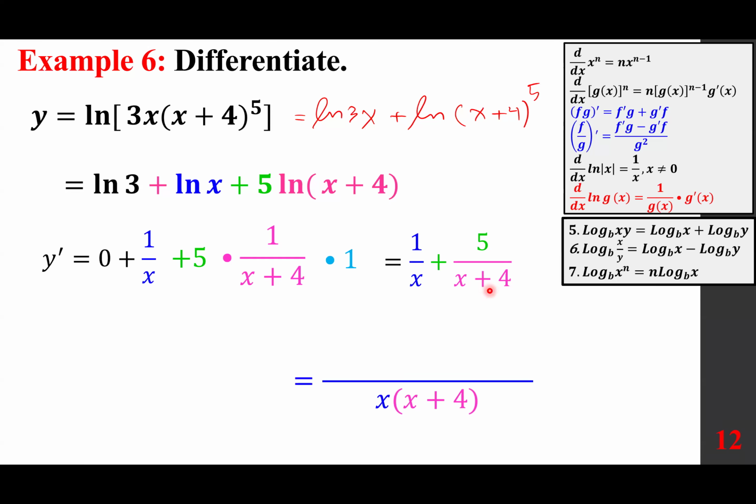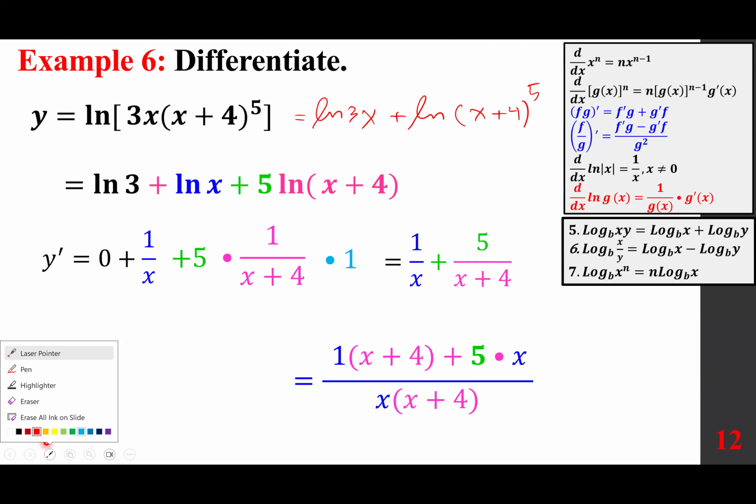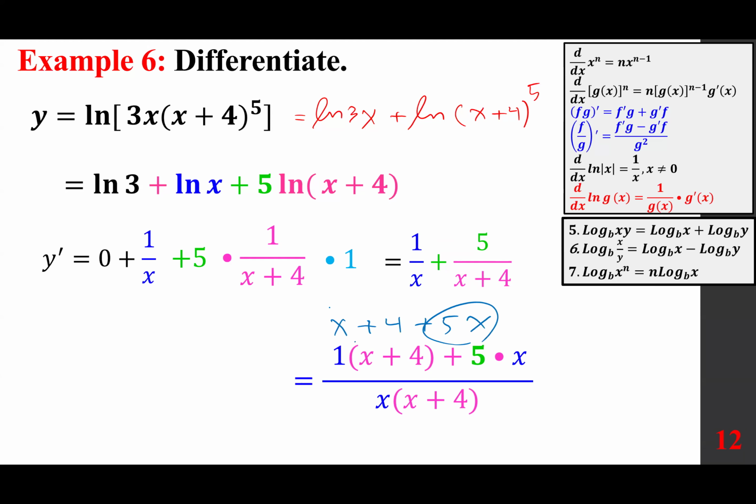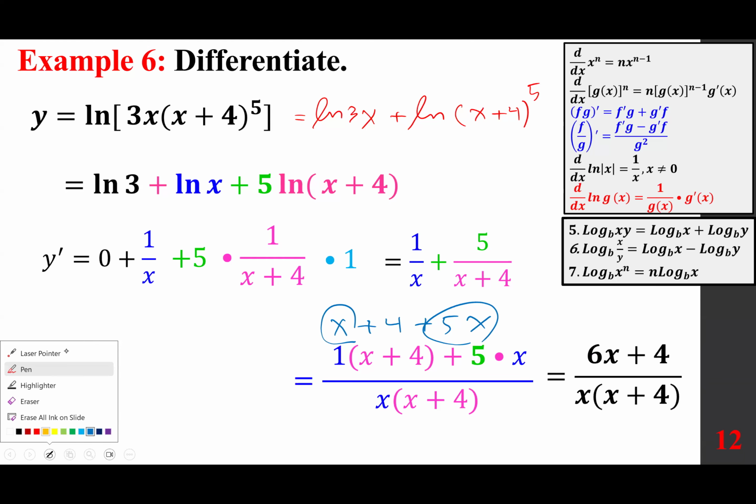And this would be 1 times (x plus 4). This would be plus 5 times x. That would be the numerator. One more time: 1 times (x plus 4), plus 5 times x. This is elementary algebra, basic math. You should be able to do that. So we have the following: x plus 4 plus 5x. x and 5x add up to 6x. And therefore, y prime is (6x plus 4) over x times (x plus 4). That is the final answer.